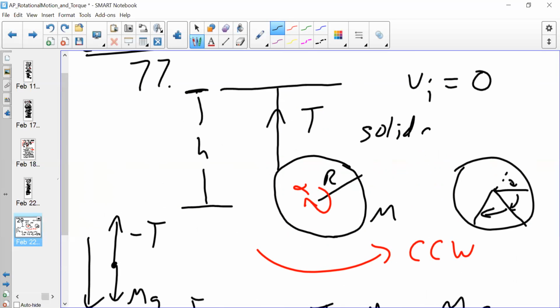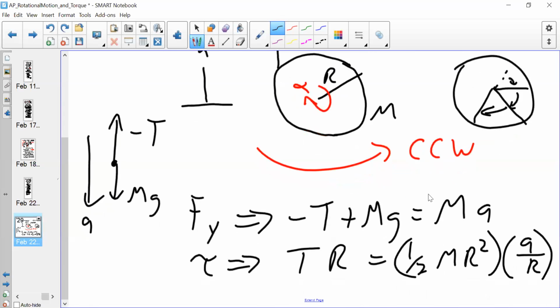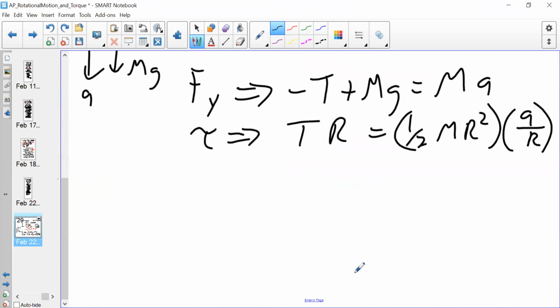So when these shapes are described, it's very important, because the moment of inertia will be relative to the type of shape it is. Is it a solid disk? Is it a sphere, hollow cylinder, thin spherical shell? Those things are going to matter for the moment of inertia expression.